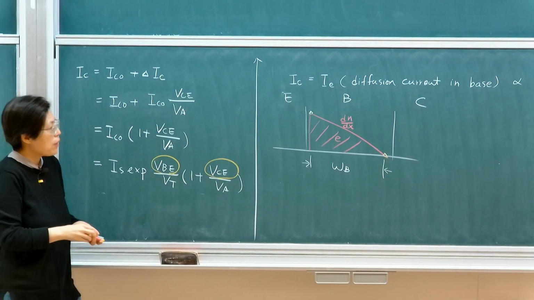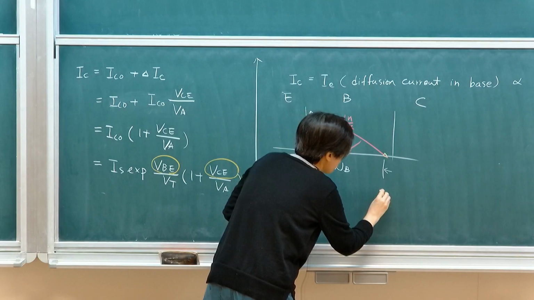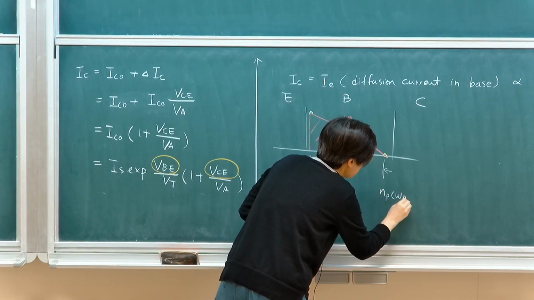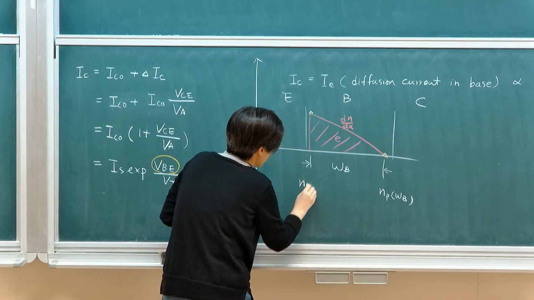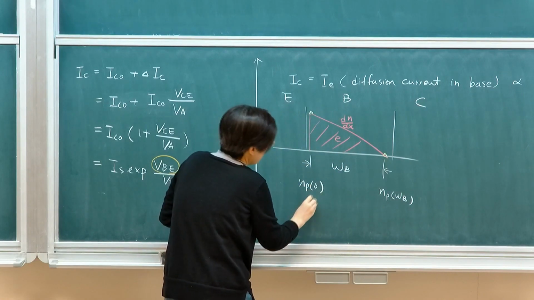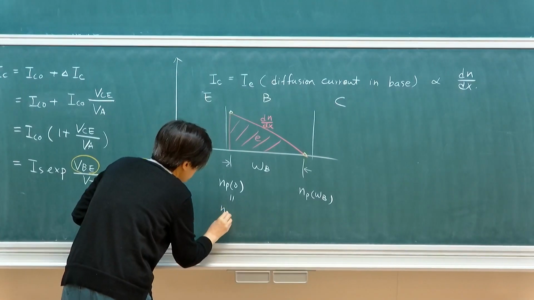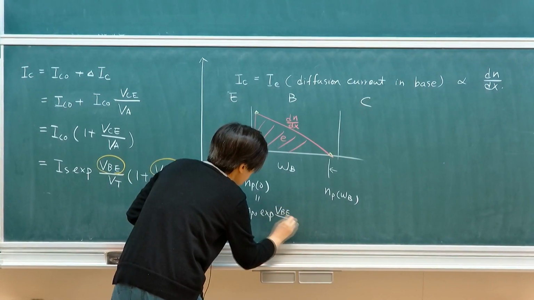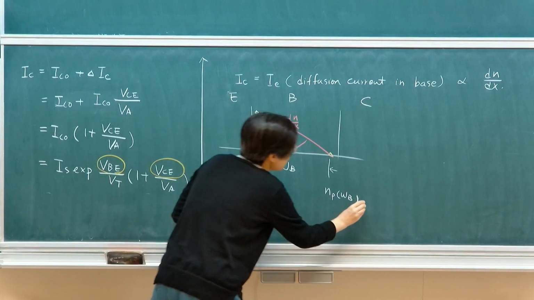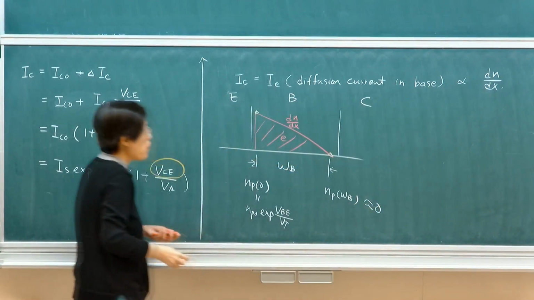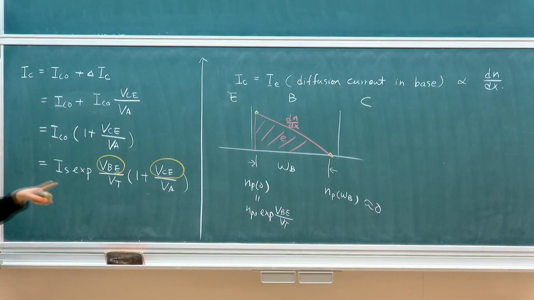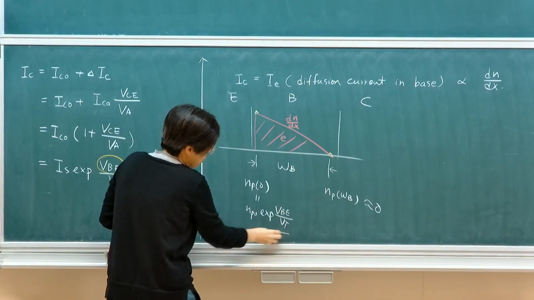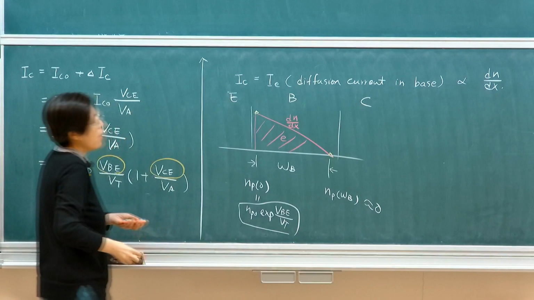As I said, our previous understanding is np at WB and np at 0. This will be np0 exponential VBE. That's how the exponential VBE comes about, right? And this is approximately 0. So you basically have the three points: the height, the difference, and the difference is fixed by VBE.